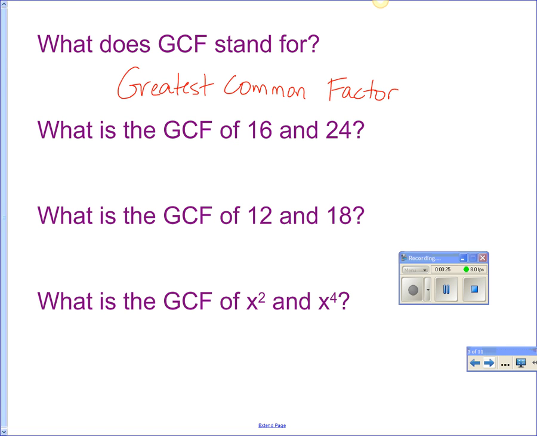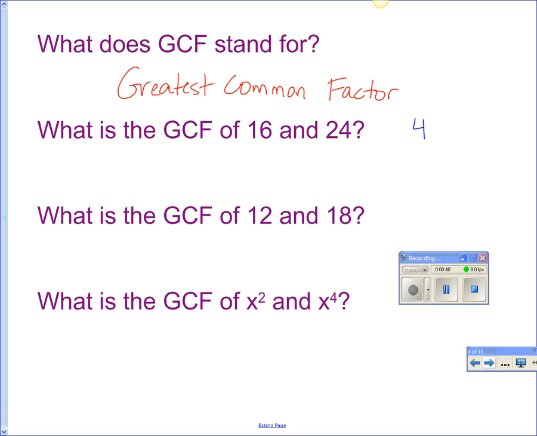All right, so what is the greatest common factor of 16 and 24? We're trying to find the biggest number that goes into 16 and 24. So what number do you know goes into 16 and 24? 4. Okay, I'm going to write it over here. 16 divides by 4 and 24 divides by 4.